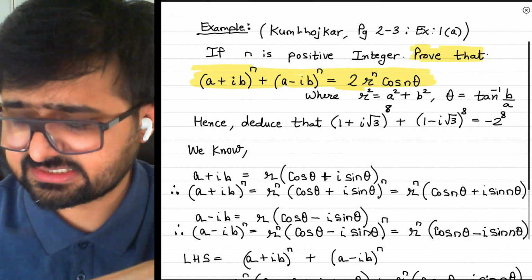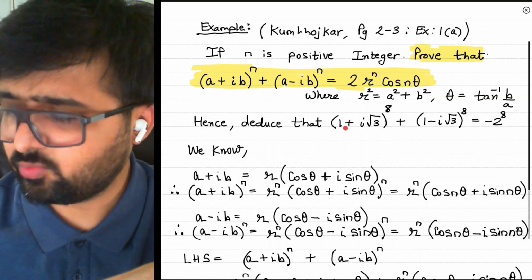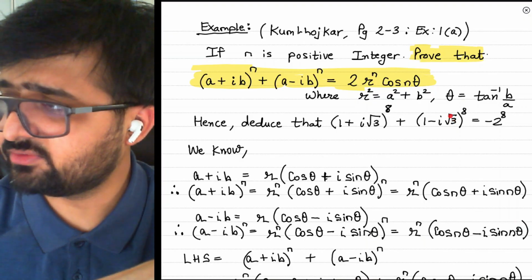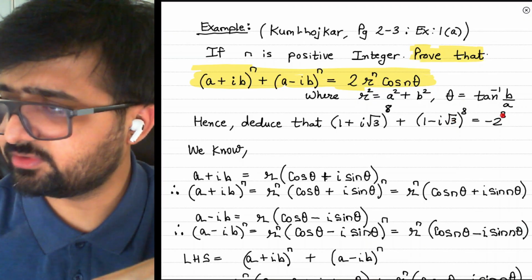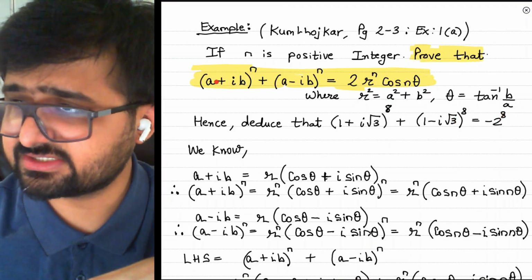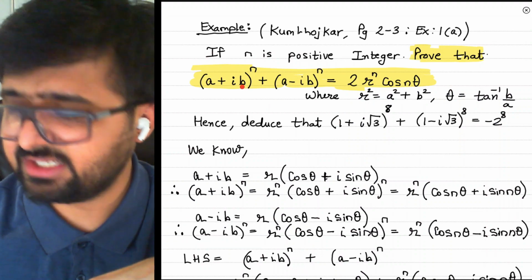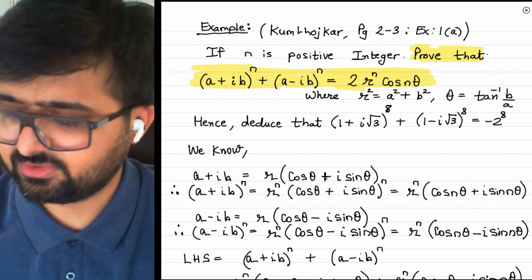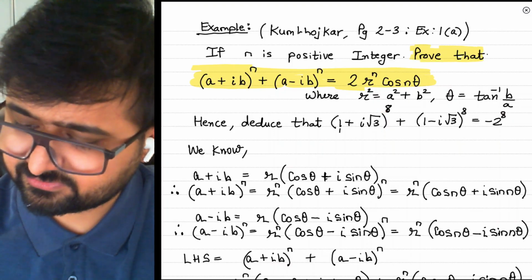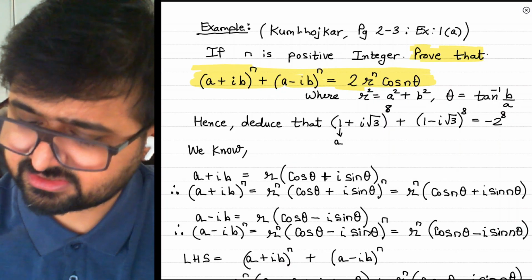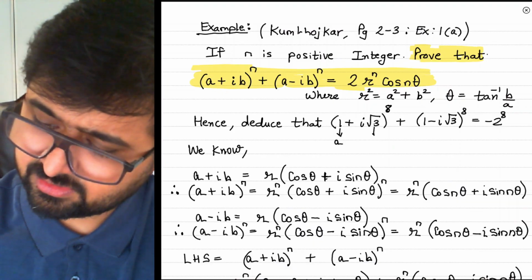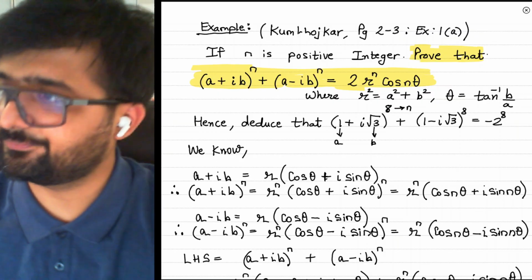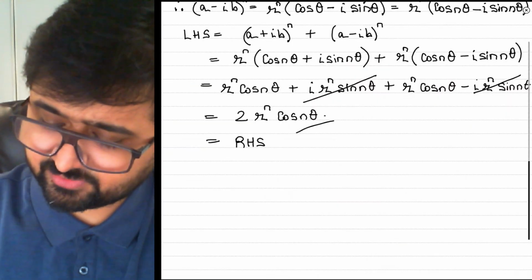They say, hence deduce that (1 + i√3)^8 + (1 - i√3)^8 is -2^8. Basically what they are doing is, instead of a they are putting 1, instead of b they are putting root 3, and instead of n they are putting 8. Okay, so that's what we'll do.